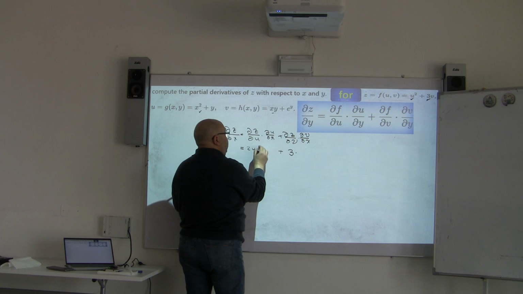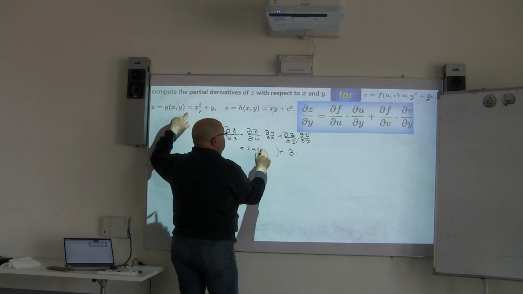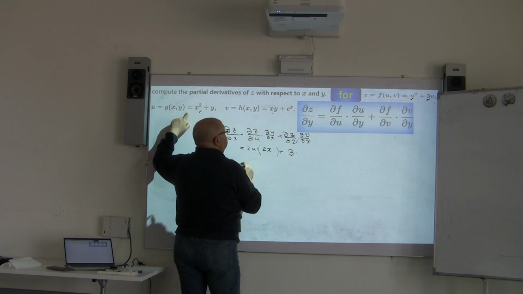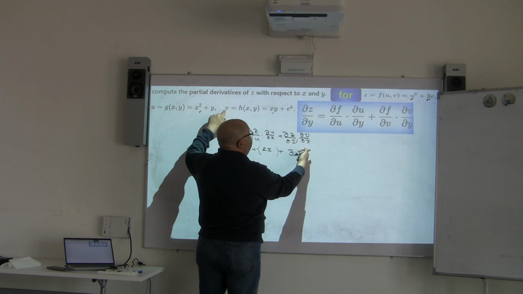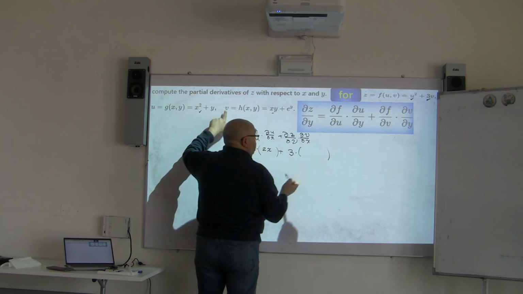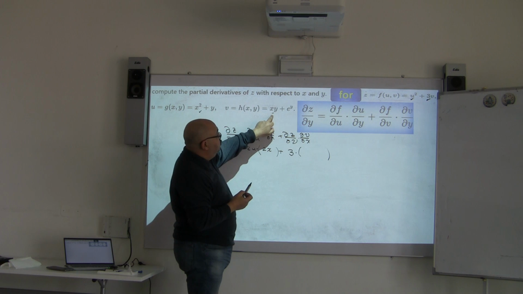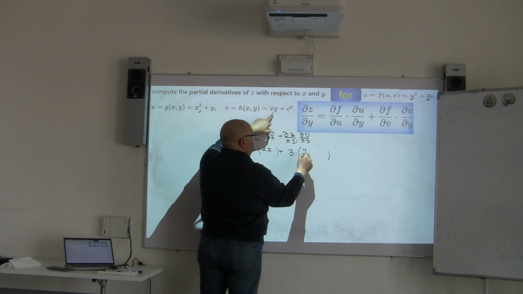Then I will multiply by the derivative of u with respect to x, which is simply 2xy, and I will multiply by the derivative of v with respect to x, which is going to be, of course, differentiating xy with respect to x, it will give just y.